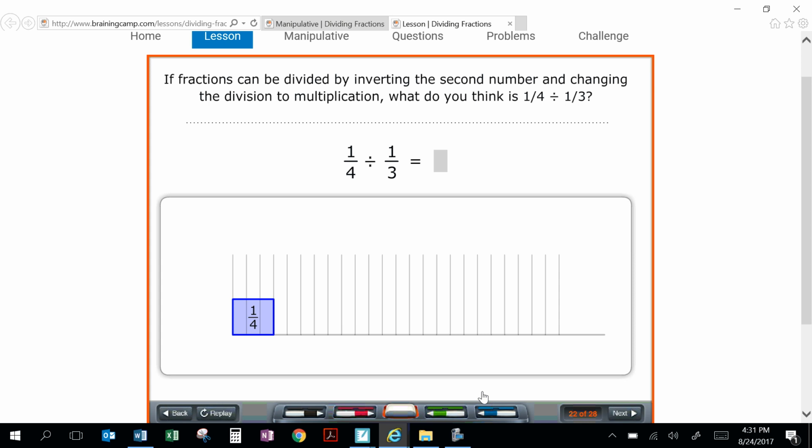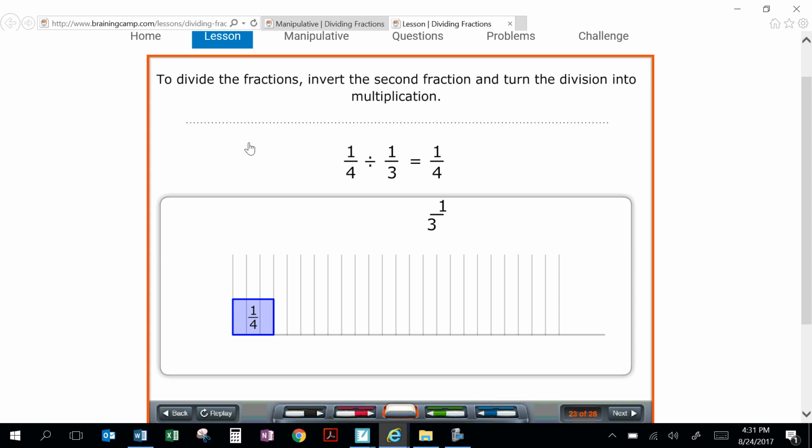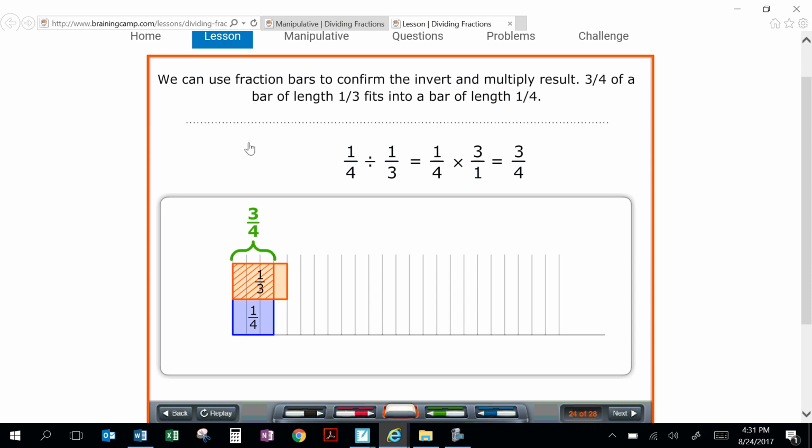Any prediction? So we multiply by its reciprocal. What's the reciprocal of 1/3? Hopefully you'll say 3/1. To divide fractions, invert the second fraction and turn the division into multiplication. And that gives 3/4.